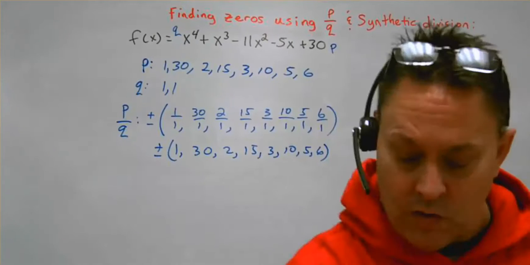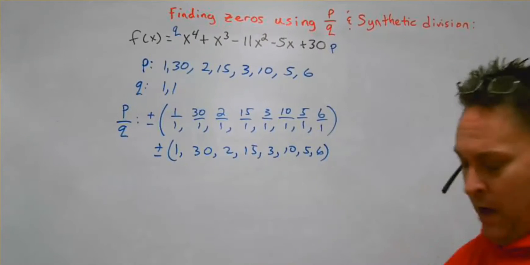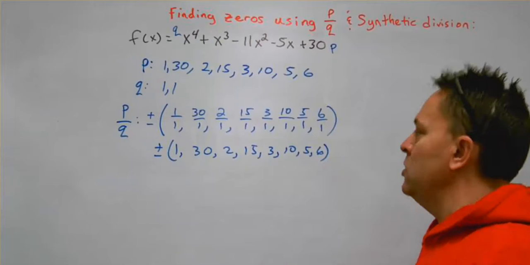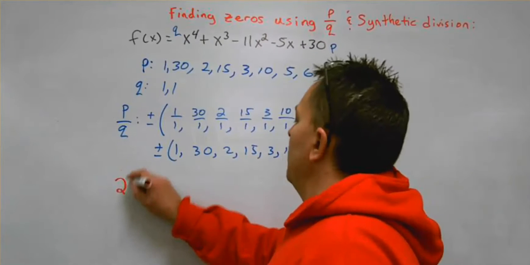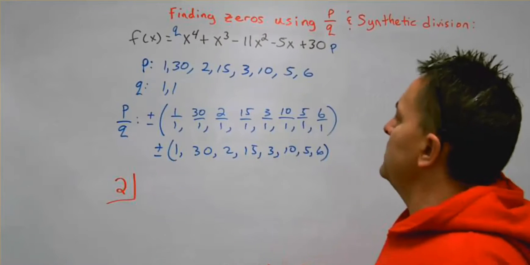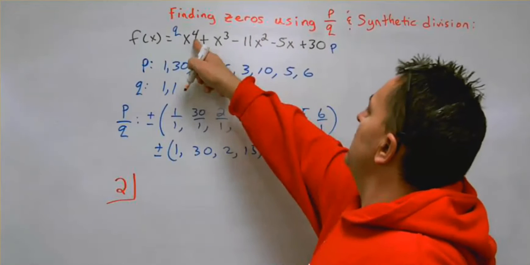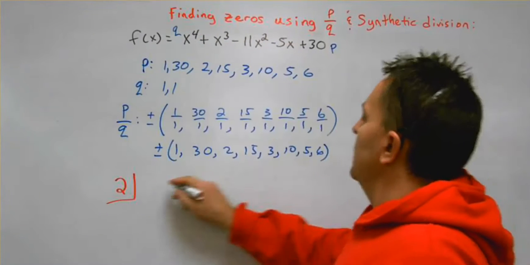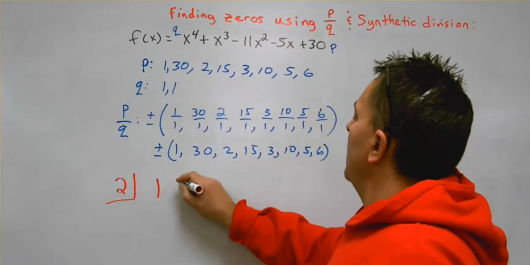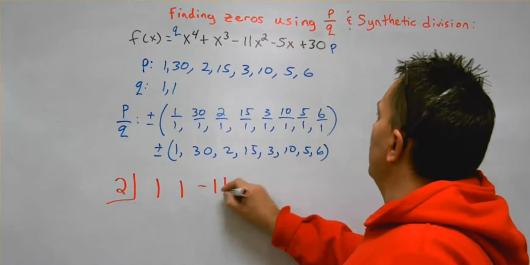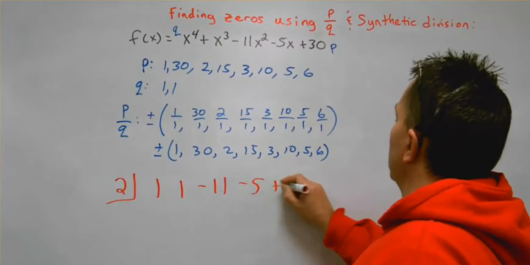So here's what we're going to do. I'm going to try a possible zero of 2, and I'm going to set up my synthetic division. I do that just using the coefficients, as long as it steps down by 1 each time with the degree. So I've got 1, 1, negative 11, negative 5, and positive 30 there.